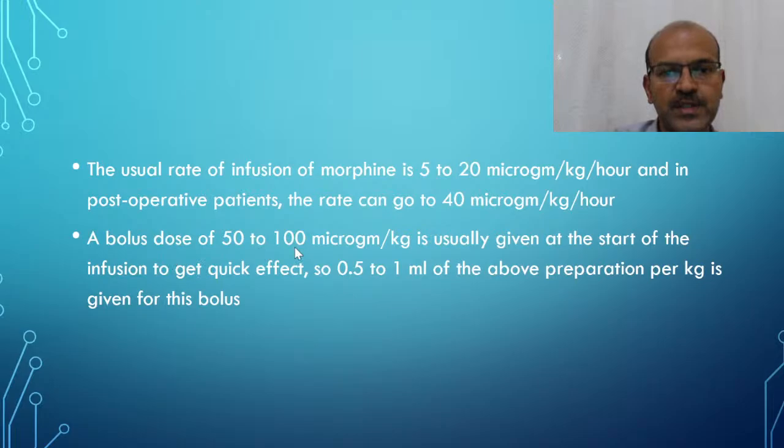A bolus dose of 50 to 100 microgram per kilogram is usually given at the start of the infusion, and if you have this infusion prepared, I said 100 microgram per ml, so 0.5 to 1 ml per kilogram of the above preparation is given for this bolus. So it's quite easy to calculate the bolus as well.